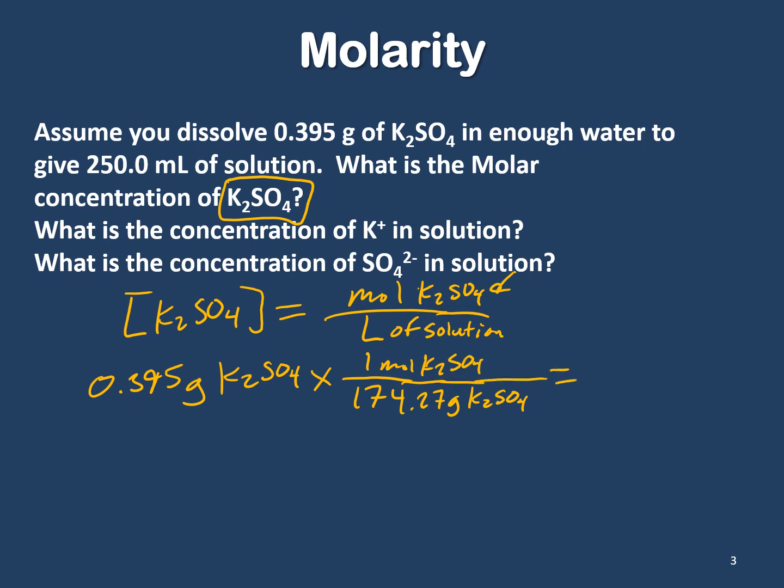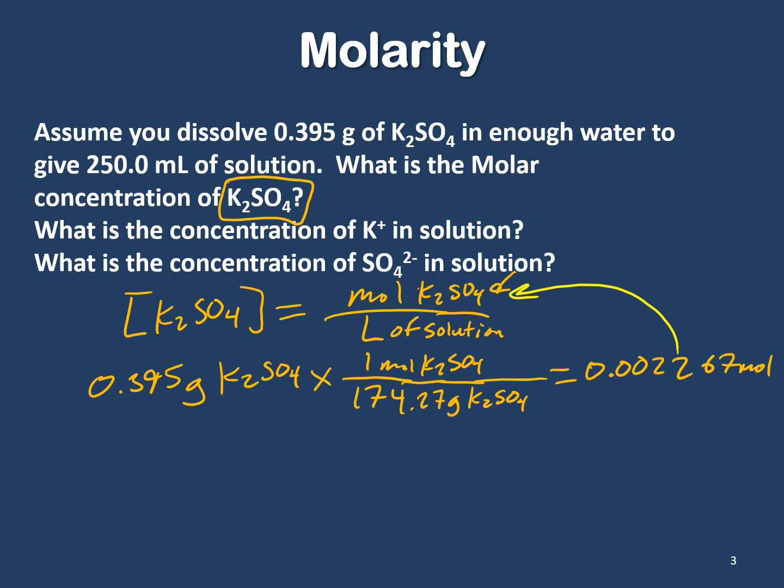If we do this division out, we get the moles of K2SO4 is 0.002267 moles. Now, I'm going to leave it there. We should only have 3 sig figs, but we're doing a multi-step calculation. So this now goes there.